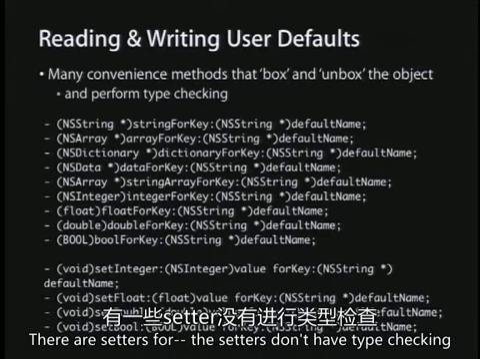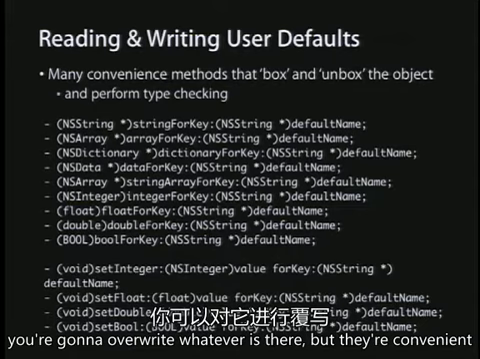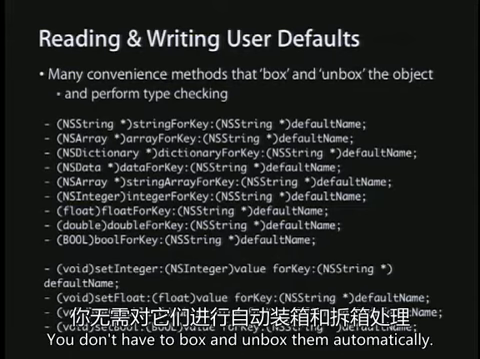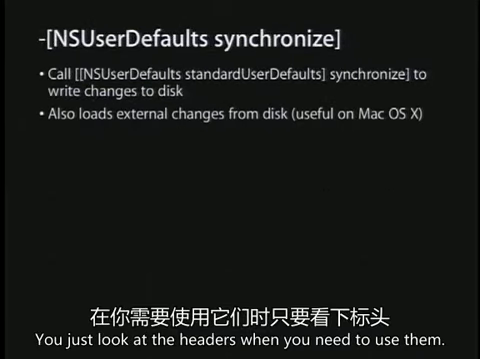There's setters too. The setters don't have type checking because you're setting it. You're going to overwrite whatever's there, but they're convenient for the NSNumber type, so you don't have to box and unbox them automatically. These are all in the docs, of course. Or just look at the headers when you need to use them.